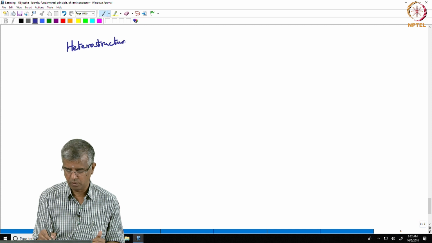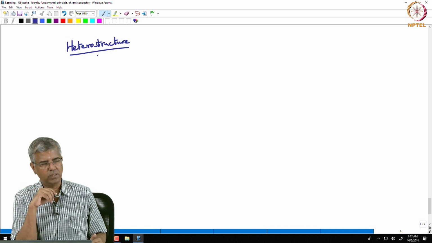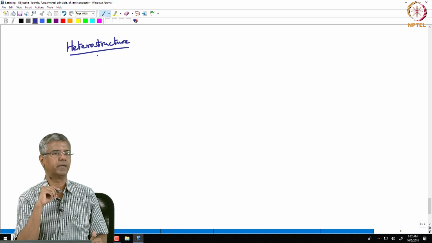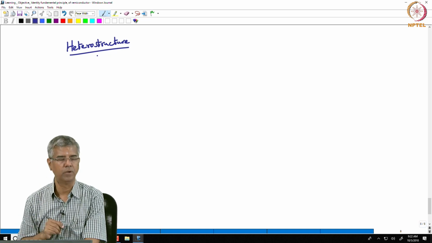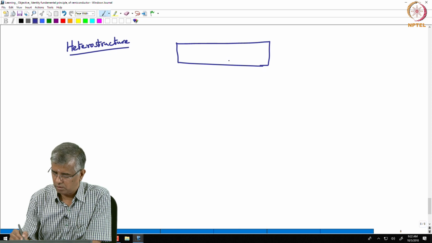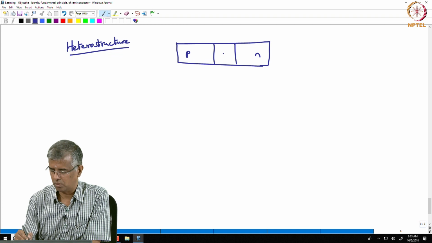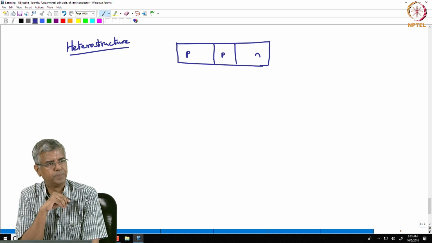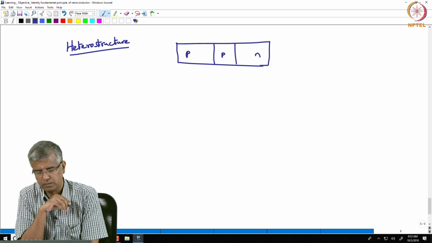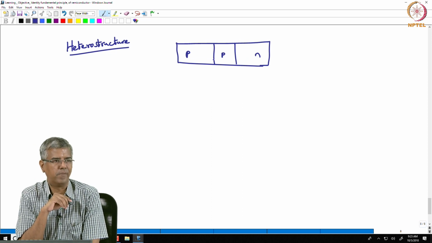So, most of the practical light sources that you see actually involve one more layer, which is typically known as the active layer. So, what do I mean by this? Now, a heterostructure is when you have the P and N, but you also introduce one more layer in between. Okay. So, what is different about this layer? Now, this layer is going to have a different band gap energy, right.